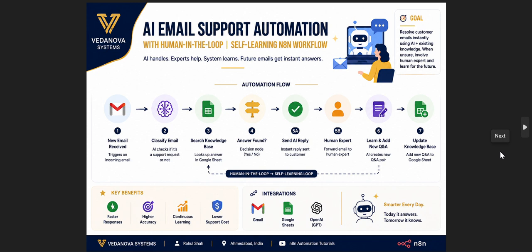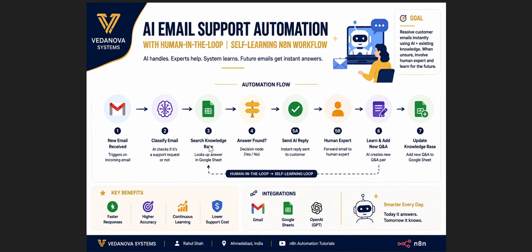Today we are going to learn a very important use case of AI, which is email support automation. In today's n8n automation, we are going to resolve customer emails instantly using AI. It basically means that whenever an email comes in, you get the desired output regarding what the email is. Basically it will get classified in terms of different contexts.